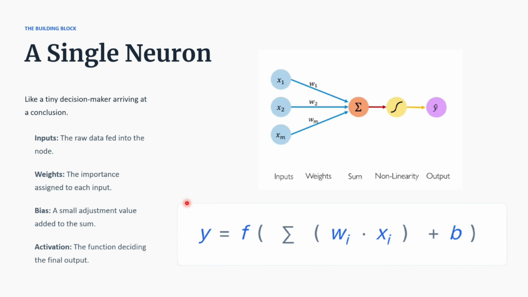Here's a simple real-life analogy. Imagine you are deciding whether to go out and play cricket today. You consider a few inputs. Is it sunny? Are your friends free? Do you have homework pending? Each of these factors has a different importance or weight in your final decision. You combine all of this mentally and you arrive at a final yes or no. That is exactly what a neuron does mathematically.